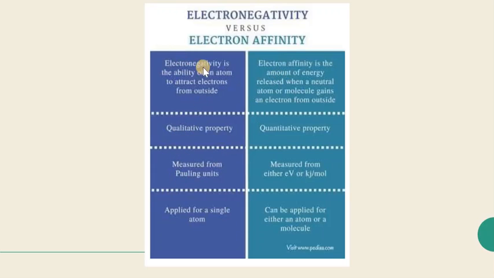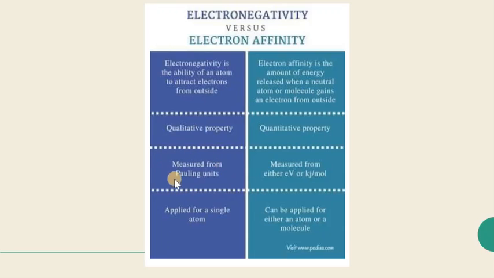The second point is that electronegativity is a qualitative property. That means there is no value by which we can define the electronegativity. So it is a qualitative property. That means if we are comparing two elements, then one has more electronegativity, another has less electronegativity. But electron affinity is a quantitative property, and each and every element has a definite value of electron affinity.